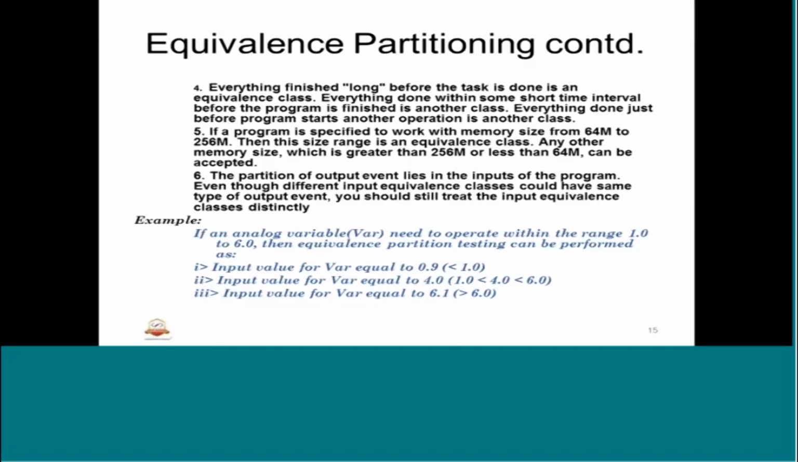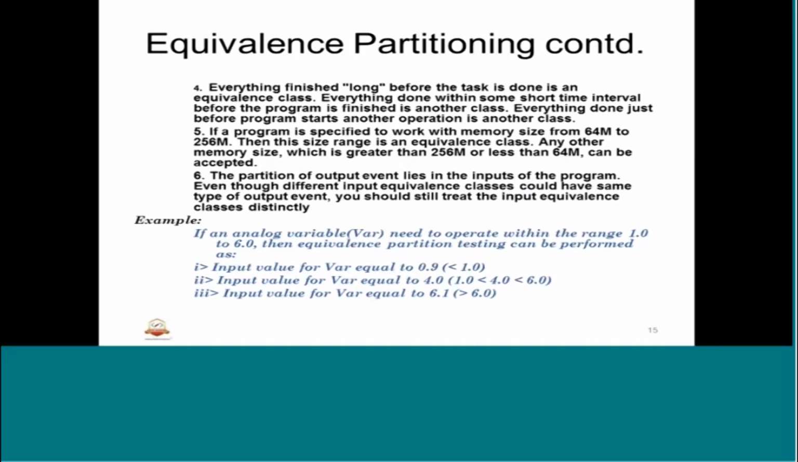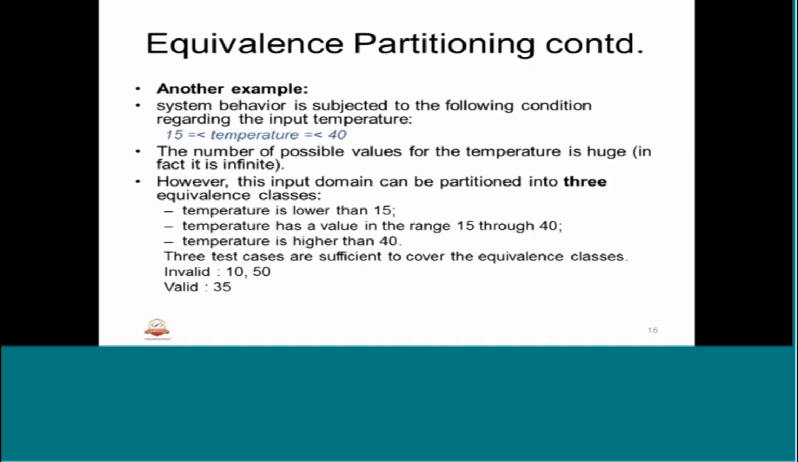So that way we can have the second set of equivalence. The third one will be input value for variable equal to 6.1, which is just outside the range, which is also an invalid class. So with the help of these guidelines, we are going to define different types of valid and invalid partitioning classes. Okay, one more example.